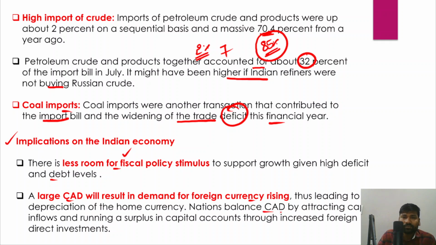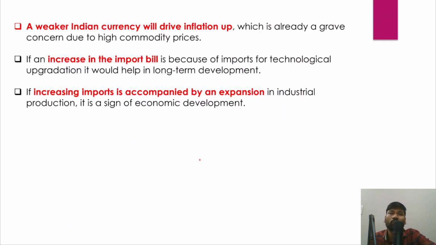And in fact, nations balance the current account deficit by attracting capital inflows, right? For example, imagine a country having a huge trade deficit or facing a current account deficit. In that case, countries would attract capital inflows through foreign direct investment or even foreign portfolio investments. If they can attract foreign portfolio investments and foreign direct investments, they could actually bridge the widening trade deficit or current account deficit.